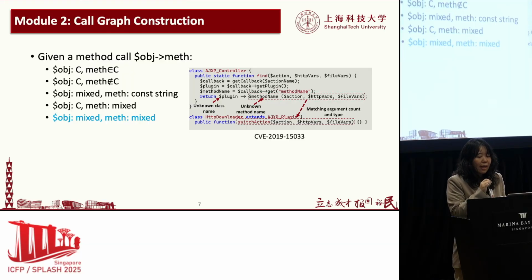When both the class name and method name are variable, Artemis searches all methods across all built-in and application classes. It looks for the method with the same parameter count and compatible types. Moreover, Artemis considers magic methods without parameter checking.